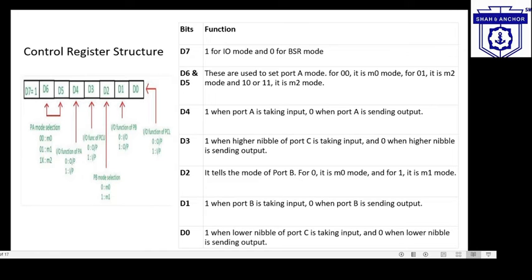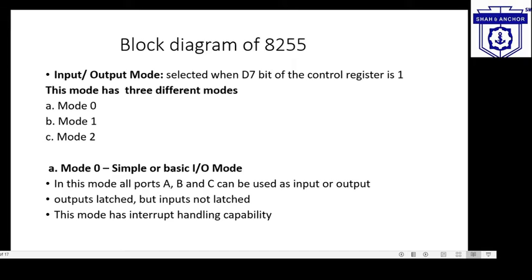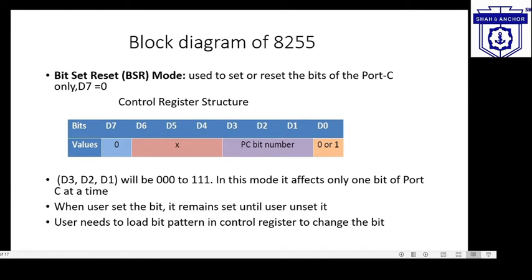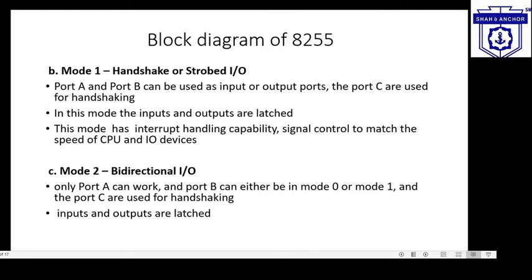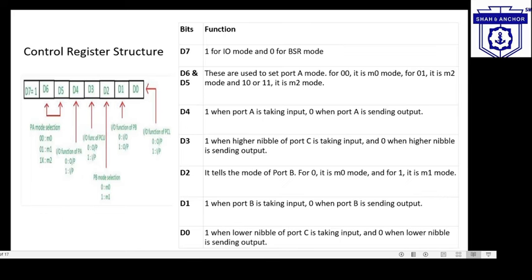So, how many modes are there in 8255? Actually, 2 modes. Which 2 modes are there? BSR mode and input output mode. Then when you talk about the input output mode, we have 3 different modes. Mode 0, that is simple or basic input output mode. Mode 1, that is handshake or strobe input output mode. And mode 2 is bidirectional input output mode.